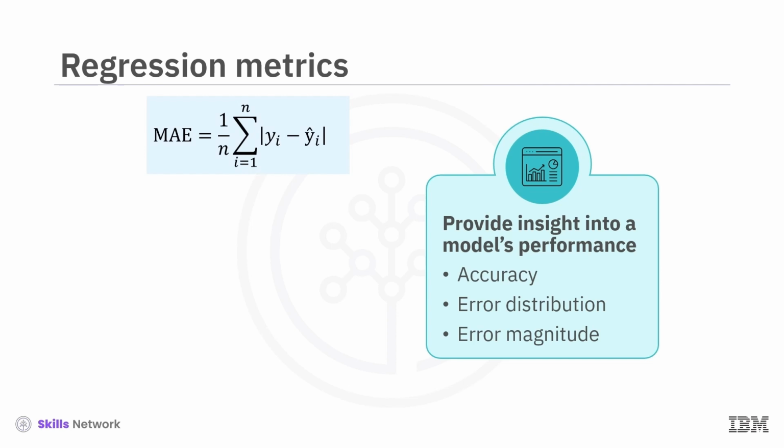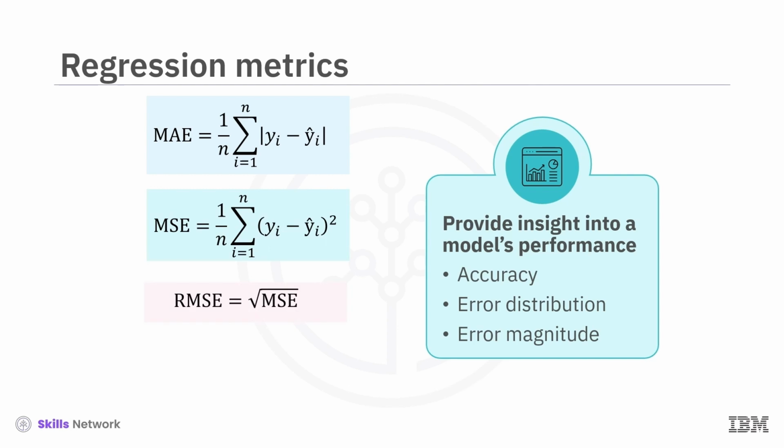MAE, or mean absolute error, is the average absolute difference between the values fitted by the model and the observed historical data. MSE, or mean squared error, is the sum of the squared difference between the values fitted by the model and observed values divided by the number of historical points minus the number of parameters in the model. RMSE, or root mean squared error, is the square root of the MSE. This is a popular evaluation metric because it has the same units as the target variable, making it easier to interpret than MSE.